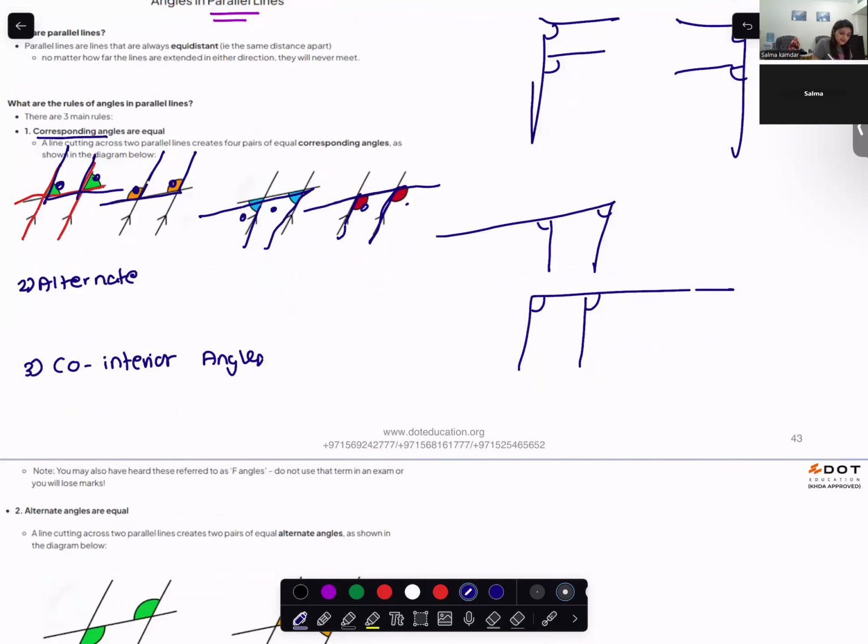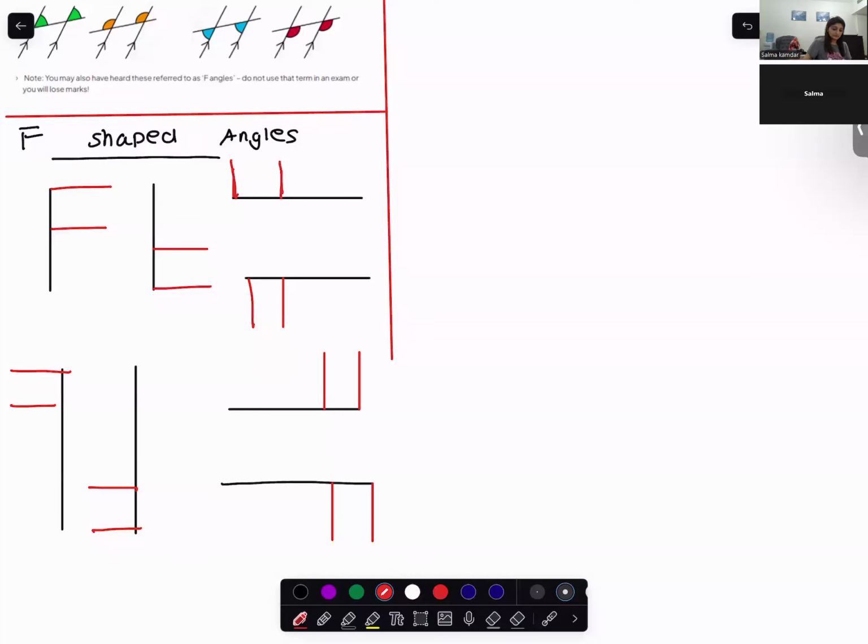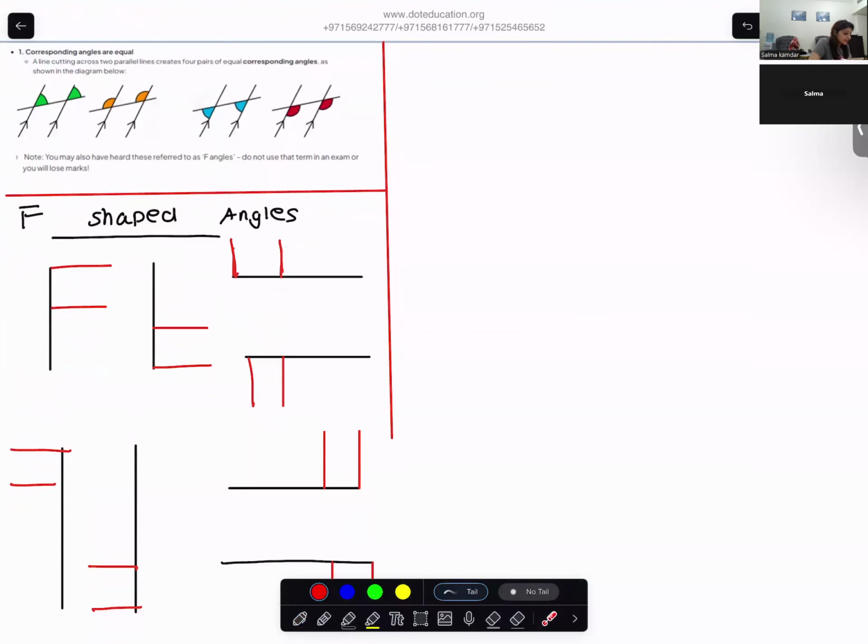Now, what I want you to do is pause the video and make 5 to 6 types of corresponding angles for yourself, and you should know that corresponding angles are always equal. You can pause the video. When I talk about corresponding angles, these are nothing but your F-shaped angles. I had given you time to try F-shaped angles. You will never use the word F in your exam, otherwise you might lose marks.